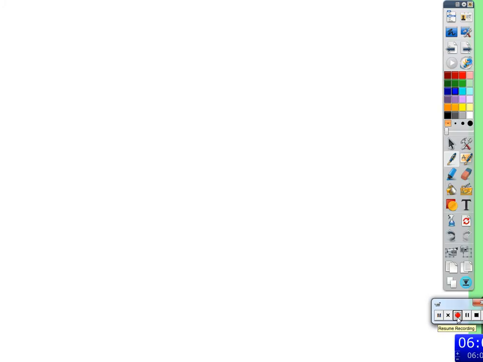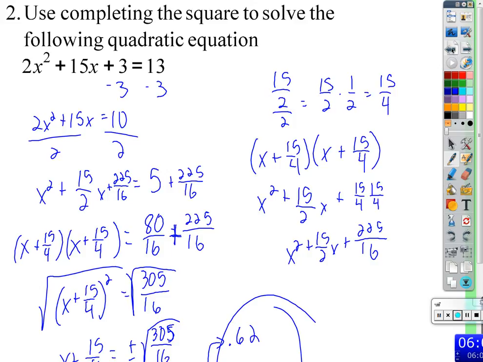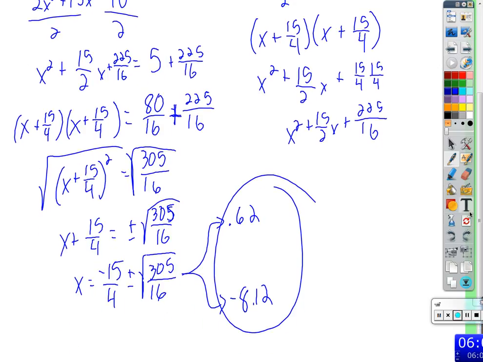Quadratic formula. Before I show you what the quadratic formula looks like, I want to remind you what our solution looked like for this one.